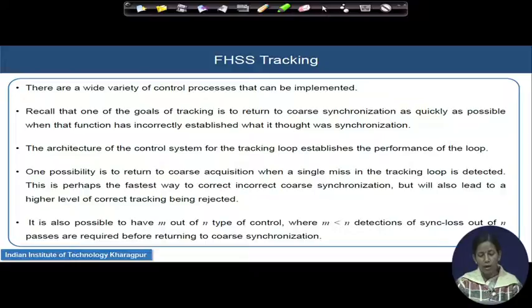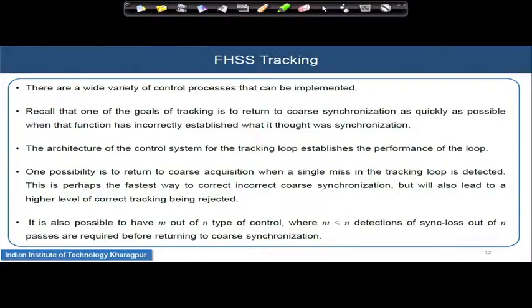There is a very wide variety of control processes that can be implemented in tracking, and recall that the goal of tracking is to return to coarse synchronization as quickly as possible. If there is a gross error in the synchronization process, you should go back and start the code acquisition mechanism as fast as possible.